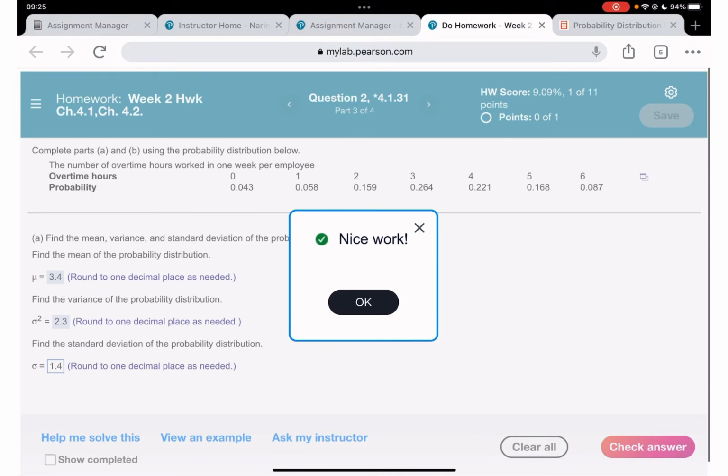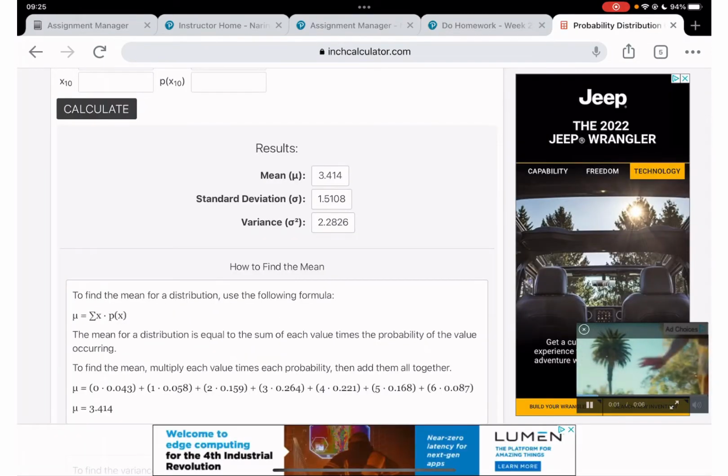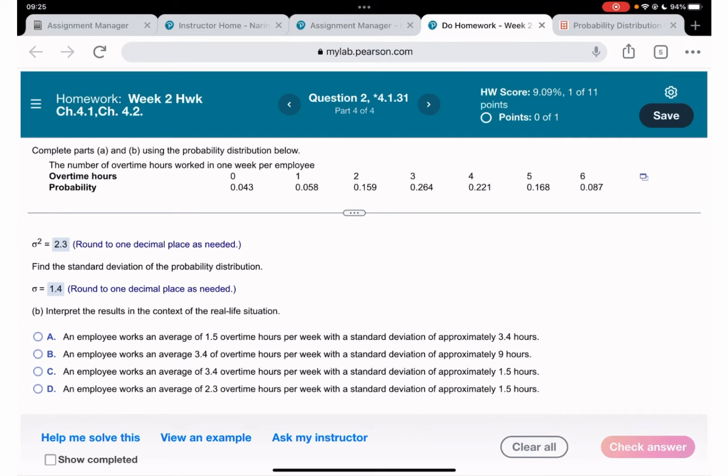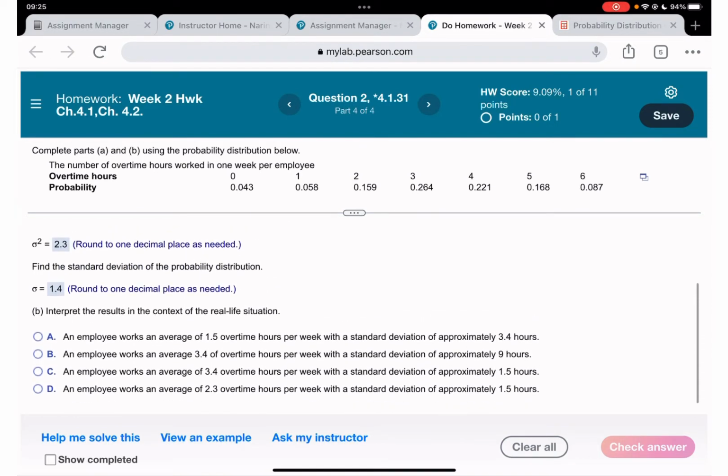Okay, I placed 1.4. Was it not 1.4? 1.5. That's funny. Okay, they leave space for a little bit of error, maybe, I don't know, but it should be 1.5. But it accepted, that means it accepts some range, a little bit of error, plus or minus 0.1 or something. Okay, let's do the interpretation now.